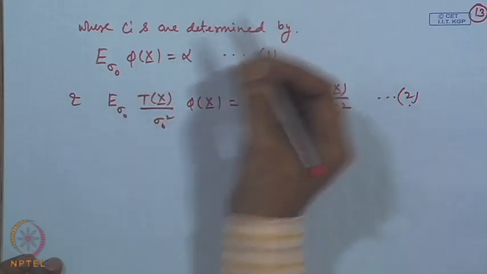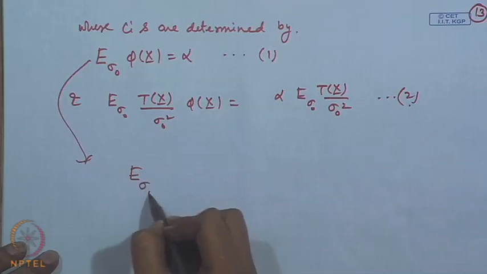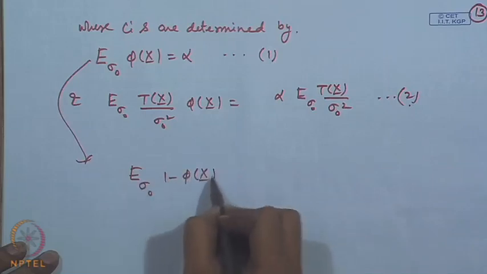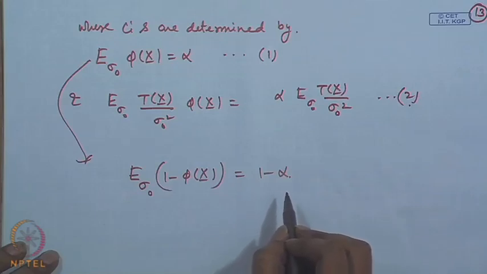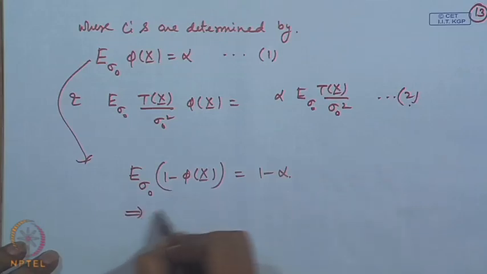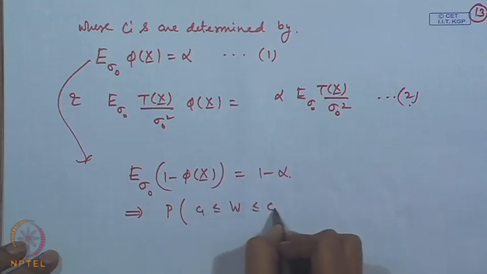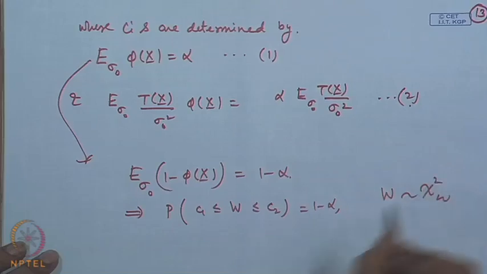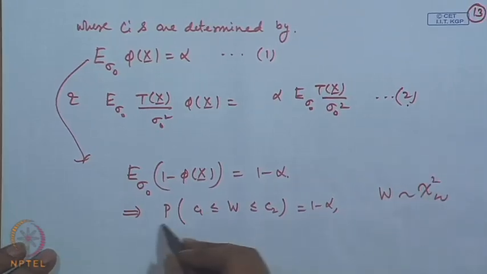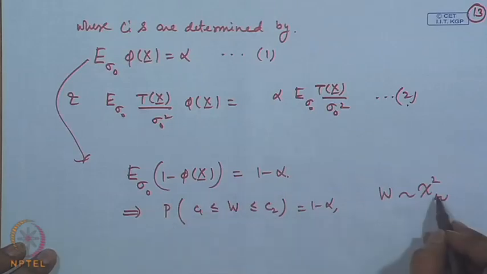Since this condition can be simply written as expectation under sigma naught of 1 minus phi x is equal to 1 minus alpha. So, 1 minus phi x means this is becoming probability of C 1 less than or equal to W less than or equal to C 2 is equal to 1 minus alpha, where W follows chi square n distribution. So, this is simply to be determined from the tables of chi square distribution on n degrees of freedom.